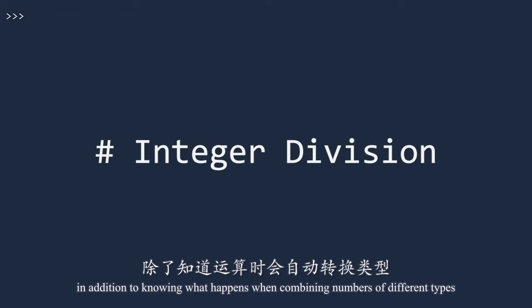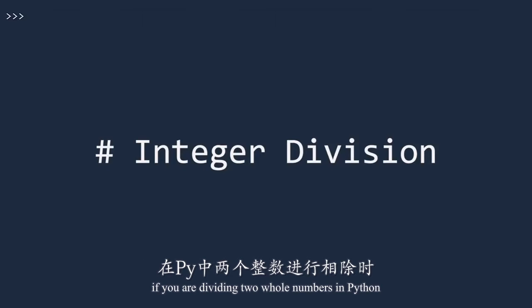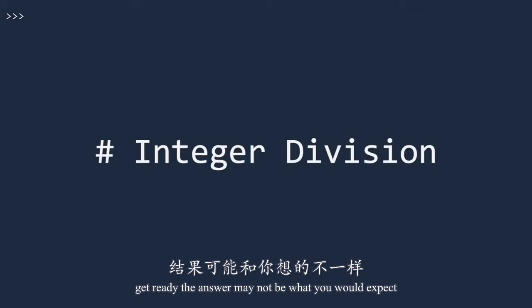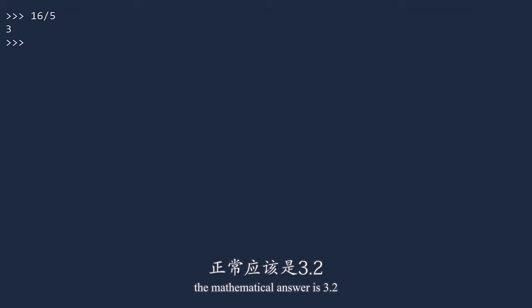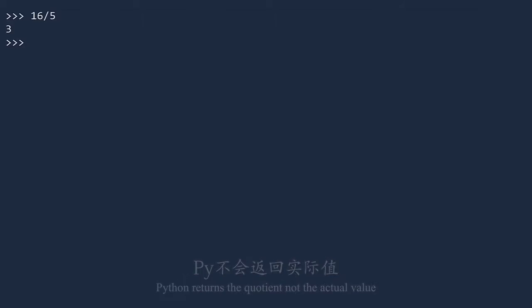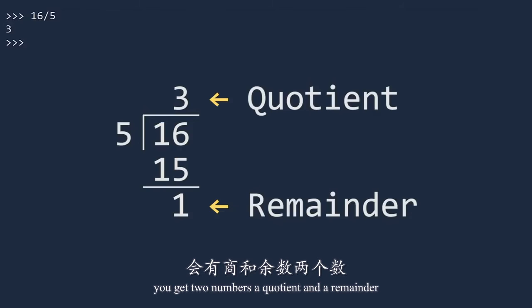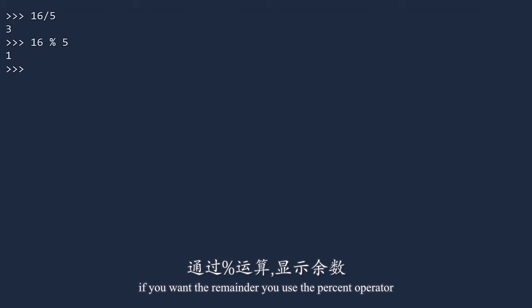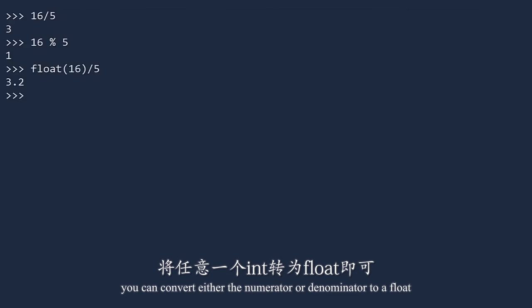In addition to knowing what happens when combining numbers of different types, you also need to fully understand division. If you are dividing 2 whole numbers in Python, get ready. The answer may not be what you would expect. Look what happens if you divide 16 by 5. The mathematical answer is 3.2, but the Python answer is 3. This is because when dividing with 2 whole numbers, Python returns the quotient, not the actual value. Recall that when you divide one number by another using long division, you get 2 numbers, a quotient and a remainder. Dividing whole numbers returns the quotient. If you want the remainder, you use the percent operator. If you do want the real number value and not just the quotient, you can convert either the numerator or denominator to a float.